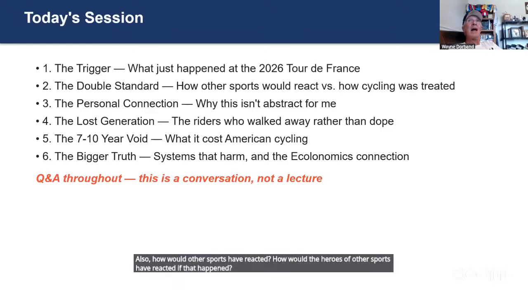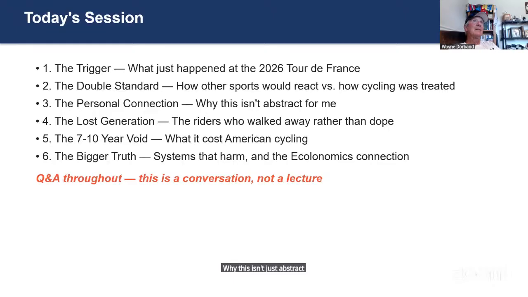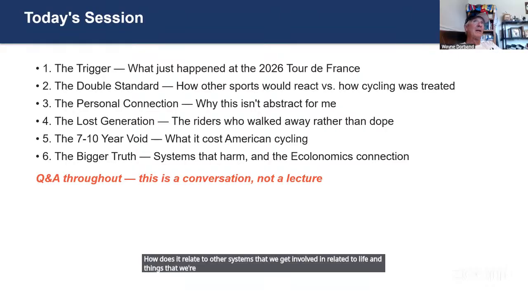Why this isn't just abstract for me, I'll talk about that. Why this whole drug issue was a big deal in cycling years ago and still is today, what it did to American cycling, and then really, how does it relate to other systems that we get involved in related to life and things that we're doing: farming, ranching, buildings that we build, different things of that nature, and the connection to economics.